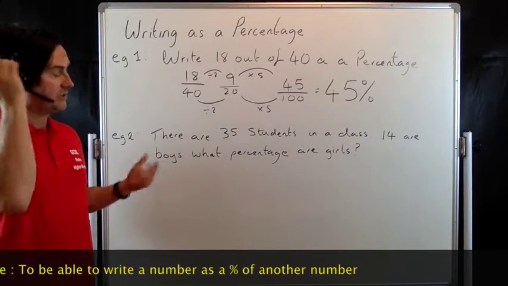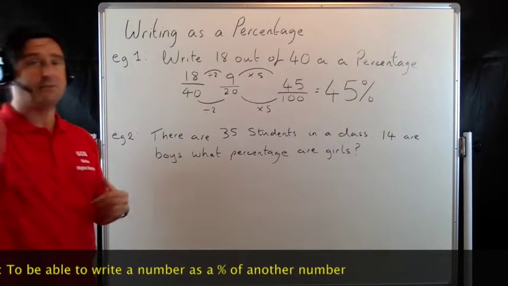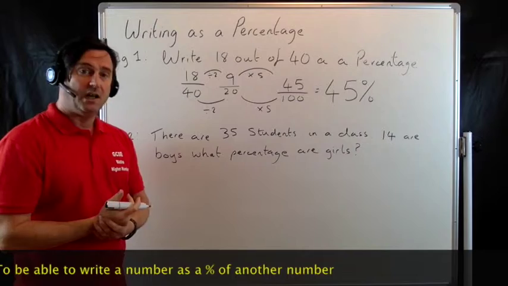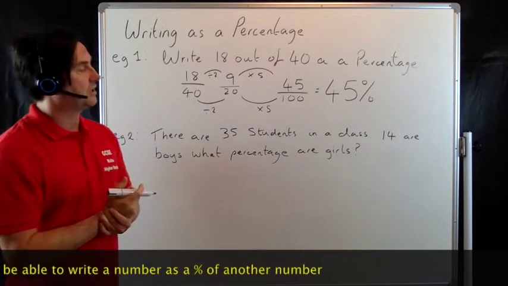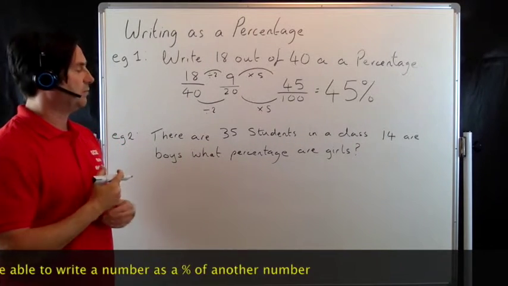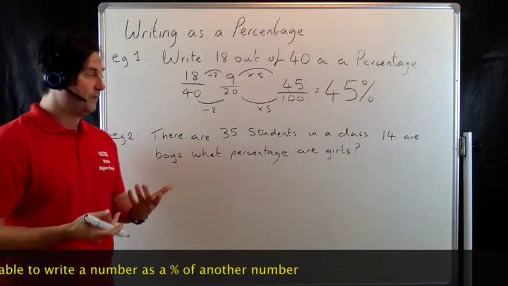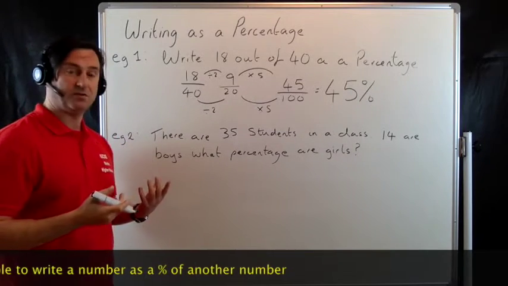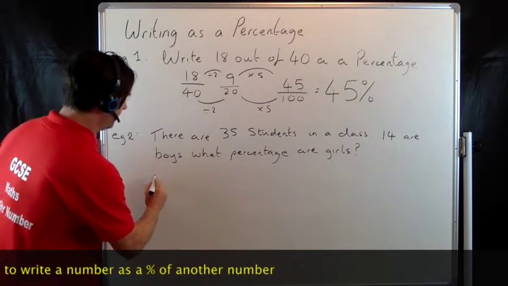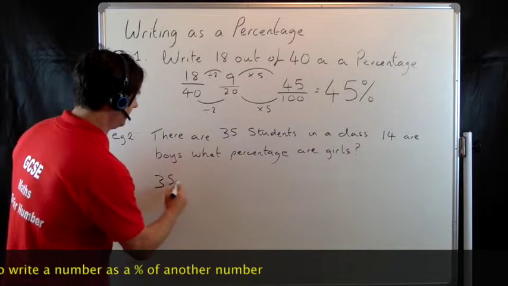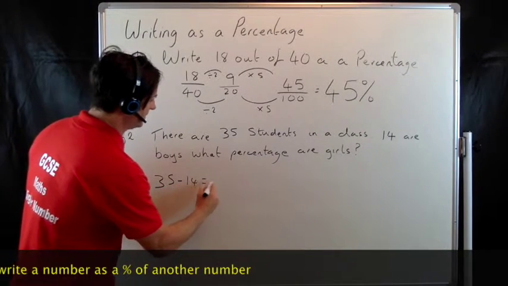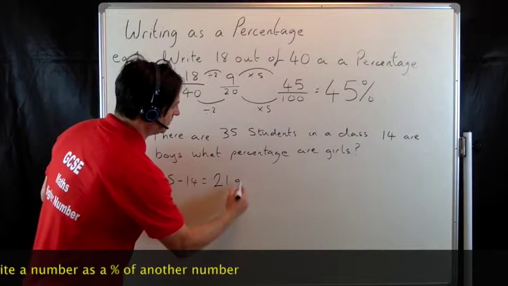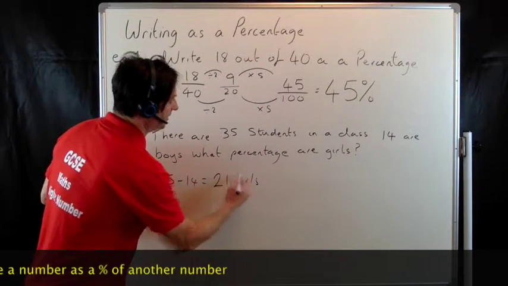Example 2 is a little bit more complicated because it's a wordy question. There's 35 students in a class. 14 are boys, what percentage are girls? Well, the first thing we've got to work out is how many girls there are. So if there's 14 boys, 35 take away 14 must give me 21. So we've got 21 girls.